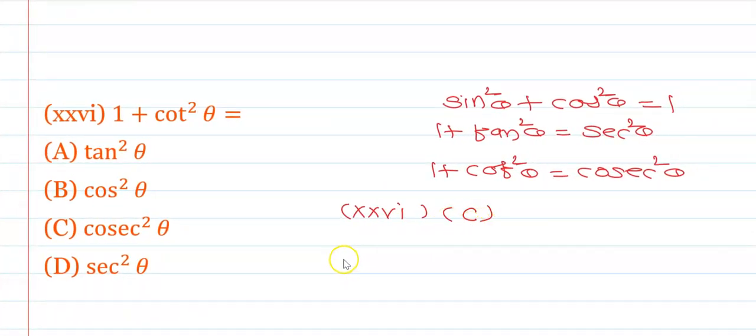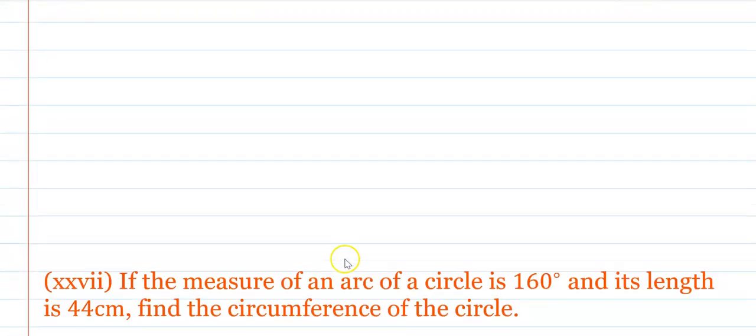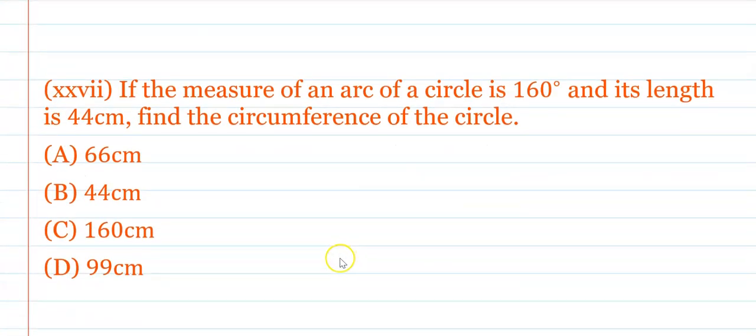Okay, now the next is, if the measure of an arc of a circle is 160 and its length is 44 centimeter, find the circumference of the circle. Now we know the length of the arc, that is L is equal to theta upon 360 into 2 pi r.